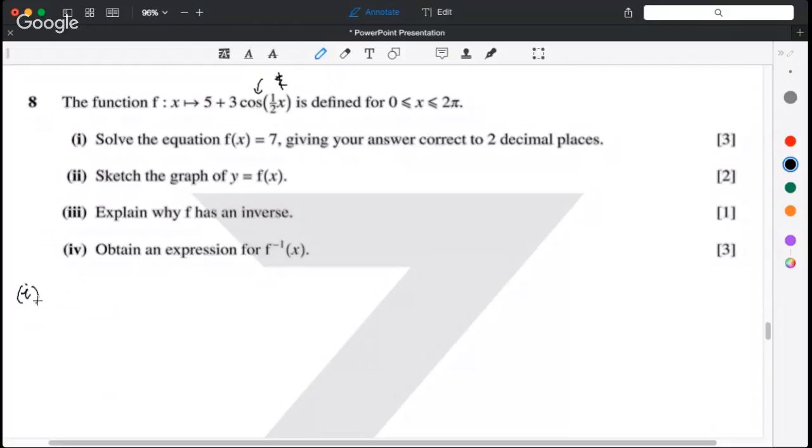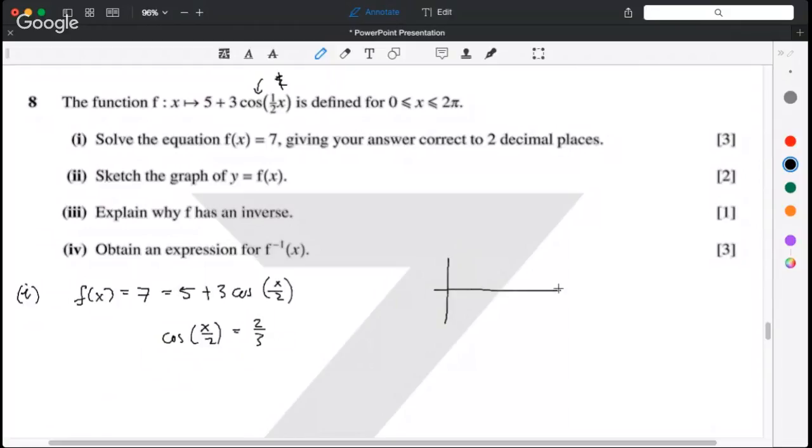So part 1, let's do this in detail. If we solve this, so we have f of x, which is equal to 7, is equal to 5 plus 3 cosine of x over 2. So I'm just going to simplify this a little bit and say that the cosine of x over 2 is equal to 2/3. Now I've kept it like this so far because I want to make it clear where these, often in these questions you get more than one solution, and that's because of the periodicity of cosine. So let's see what I mean.